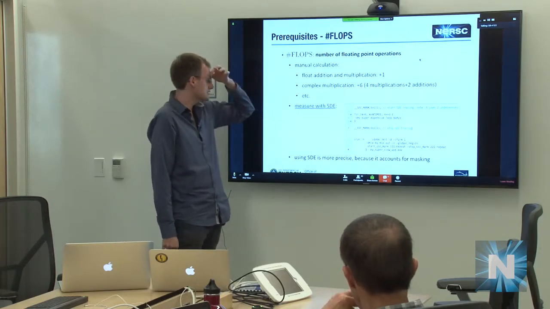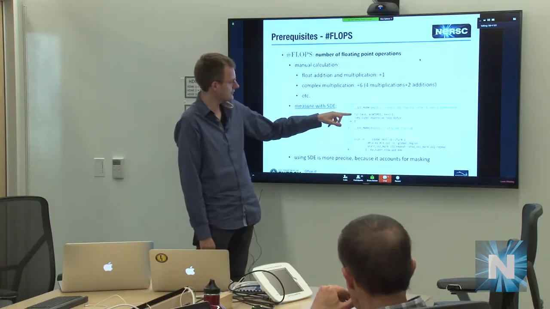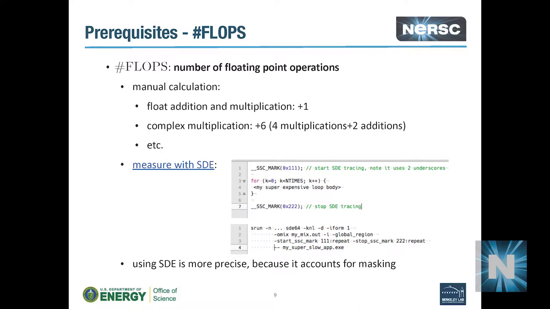You can also measure it with the Software Development Emulator toolkit by Intel, which works like this. So you have, for example, here an expensive loop, and then you insert a so-called mark, an SSC mark, before and after. And then you load the SDE module, and run this, prepending SDE64. There's also an SDE without the 64, but that overflows. I think that only uses 32-bit counters or something. So I highly recommend using this. And with some very cryptic magic commands, we have this documentation on the website on how to do that, but technically just copy this.